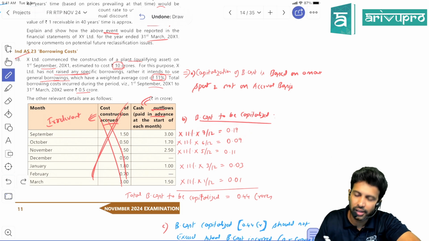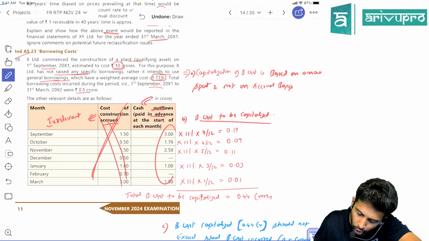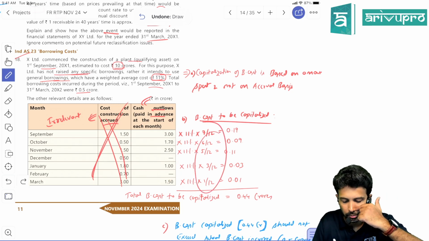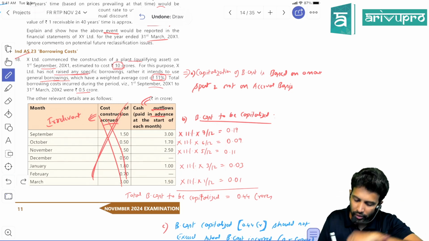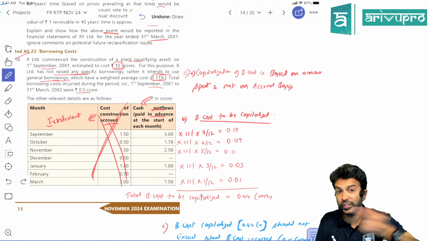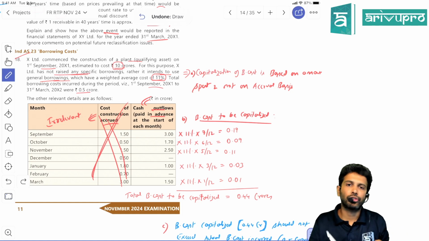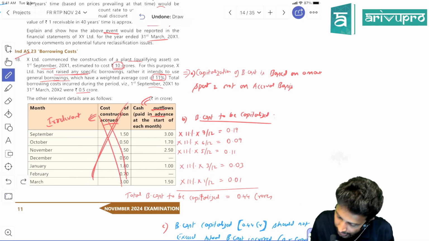So if you multiply, you will get it. Multiply 11% individually to all these amounts into the respective time weights, 6 by 12, 5 by 12 or whatever. Here you have incurred this expenditure in March, 1st March. The year is ending on 31st March, so that means you will multiply 1 by 12. If you calculate, you will get the same number.